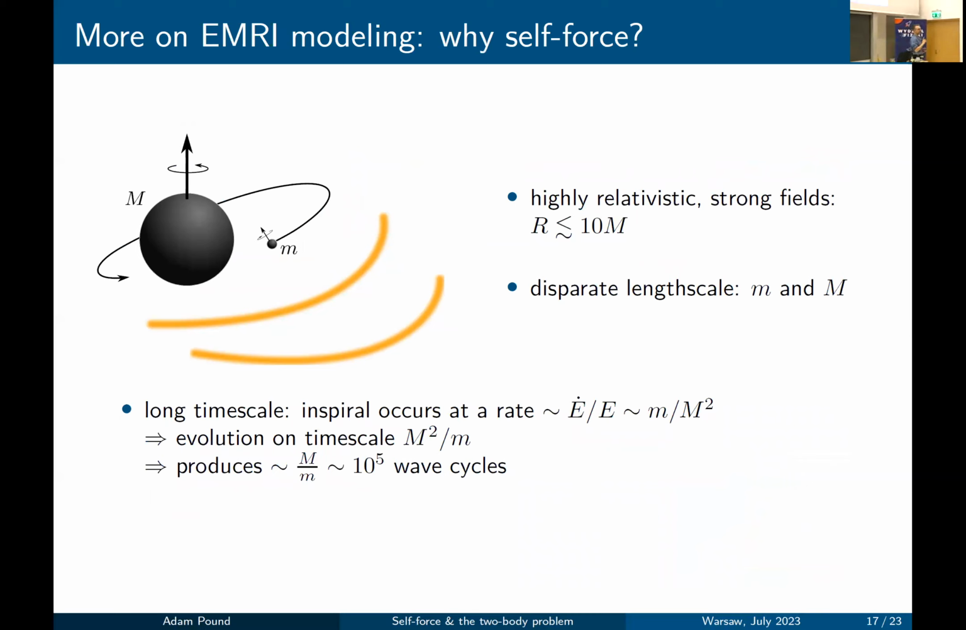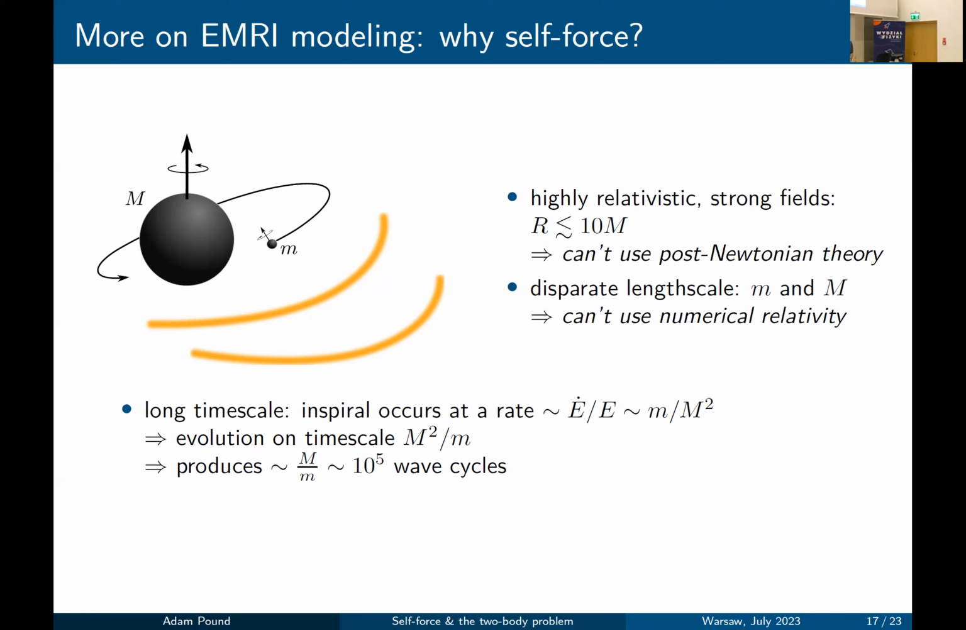Now, why can we not use numerical relativity, and why can we not use post-Newtonian theory? So, as I said, we're looking at highly relativistic systems here. The small body is very close to the big body for a long time. And because it's so close, post-Newtonian theory is not sufficiently accurate. The fields are too strong, and the motion is too fast. Then, in addition to the strong fields and fast motion, we have very disparate length scales, which is very hard for numerics to cope with.